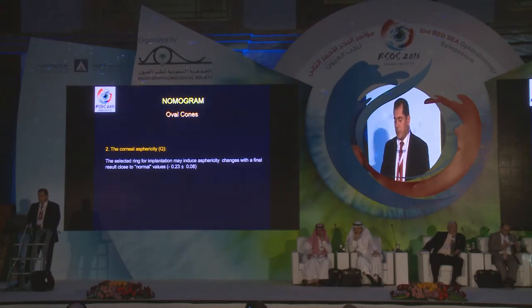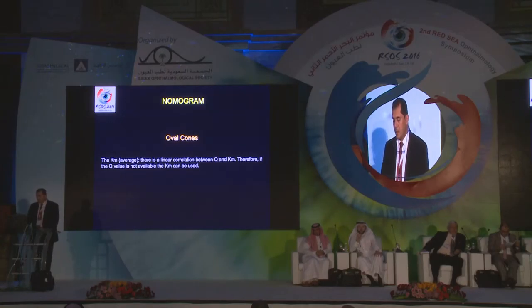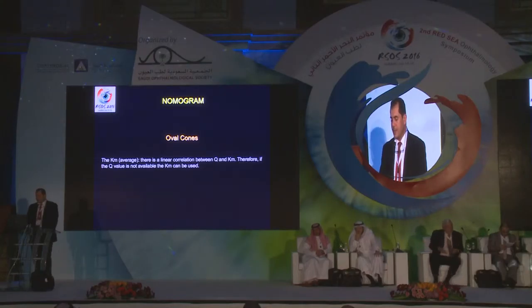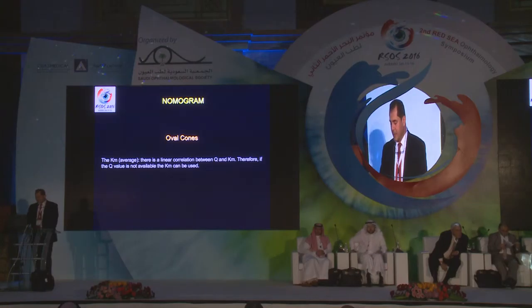Oval cones, the corneal asphericity: the selected ring for implantation may induce asphericity changes with a final result close to normal values, which is minus 0.23. For oval cones, the KM average, there is a linear correlation between the Q value and the KM. Therefore, if the Q value is not available, the KM can be used.